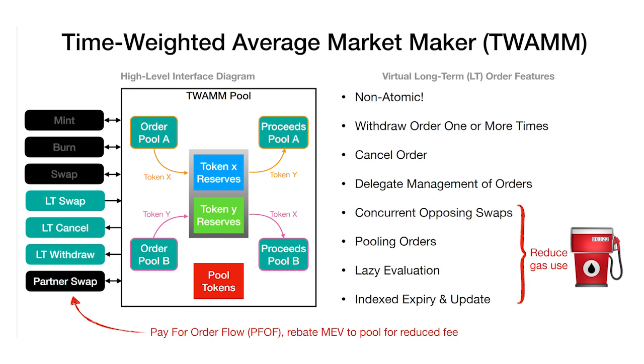So now I'm going to show you the time-weighted average market maker and how it differs. And what you see here is you have the same 3 functions that we had before, mint, burn, and swap, but we also have a partner swap. And the partner swap kind of ties into the last presentation because it's basically like a pay-for-order flow mechanism, and we're partnering with Rook and Mike actually to allow people to give auctions to bidders, and we reduce the fee that they pay to incentivize swaps.